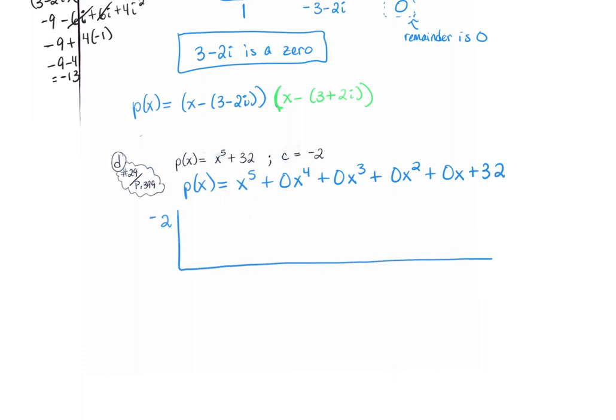So you do your synthetic division. We write our coefficients down. Remember, this is an understood 1 here. So we have 1, 0, 0, 0, 0, and 32. So again, that came from choosing our coefficients. Then you synthetically divide. You bring down your 1.